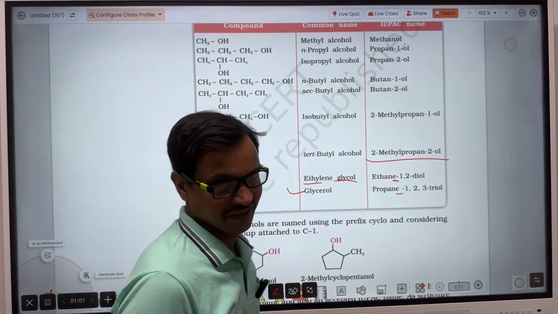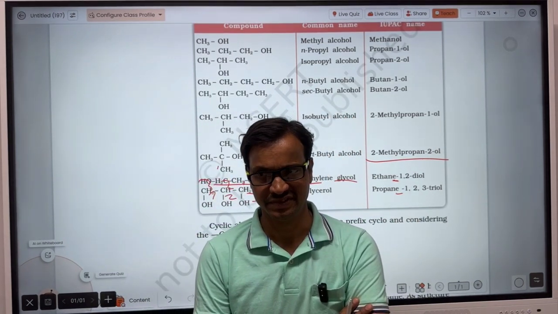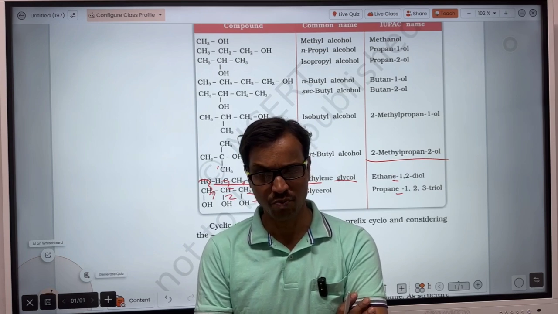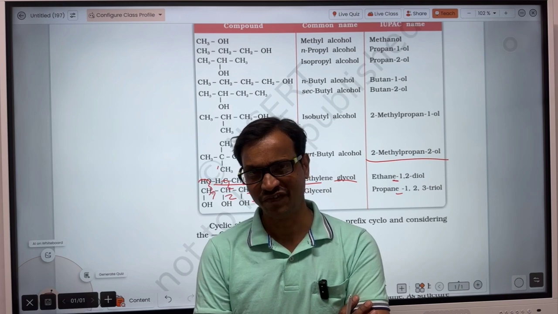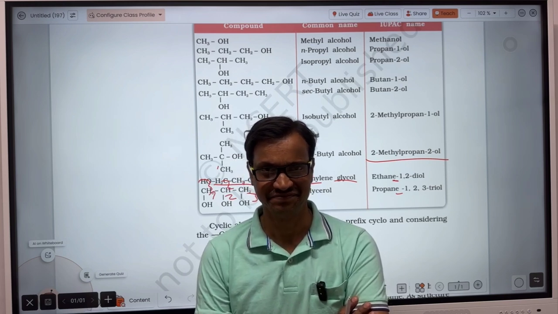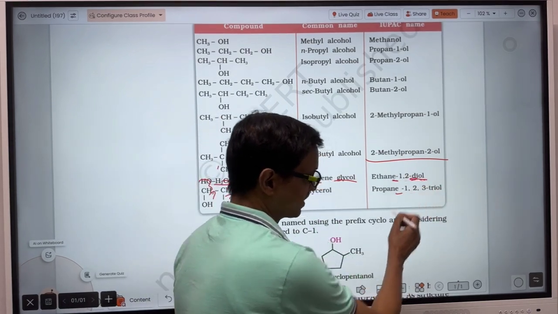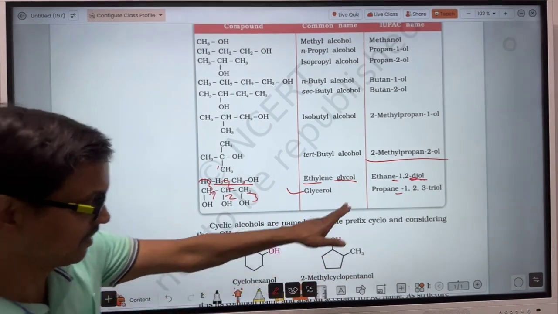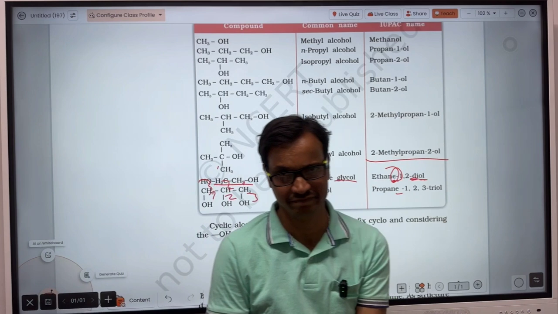Here also, when there is more than 1 OH group in the compound, then the E of the alkane will be retained. Why? Because after the vowel E there is the consonant D. So that's why E has been retained. So ethane-1,2-diol. Keep in mind here also.